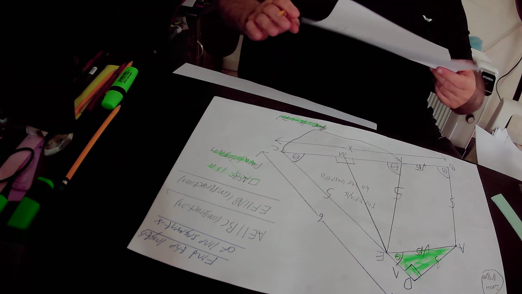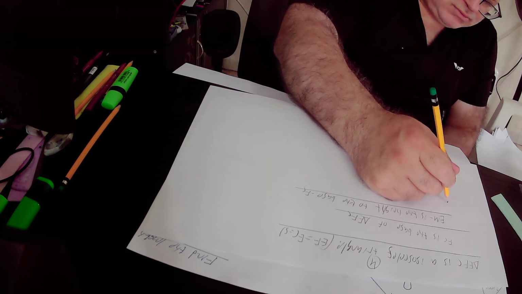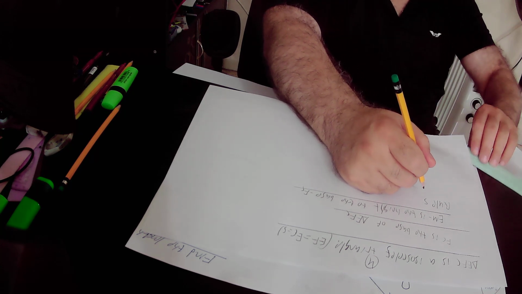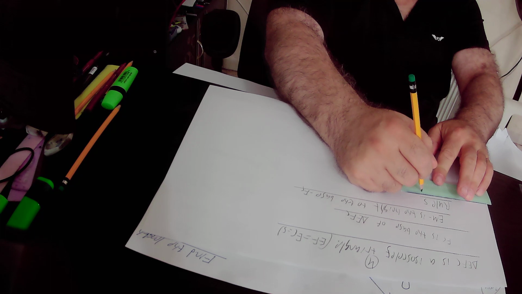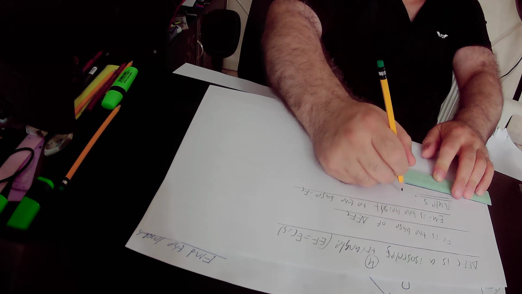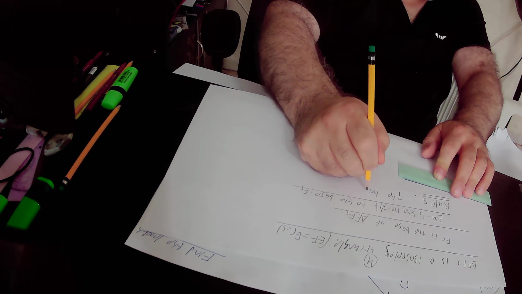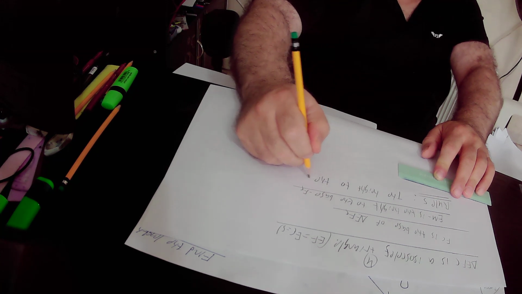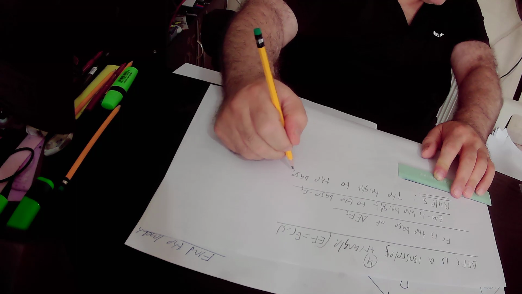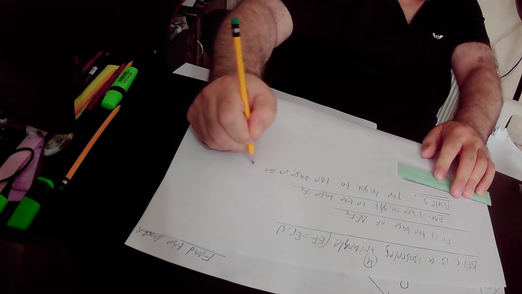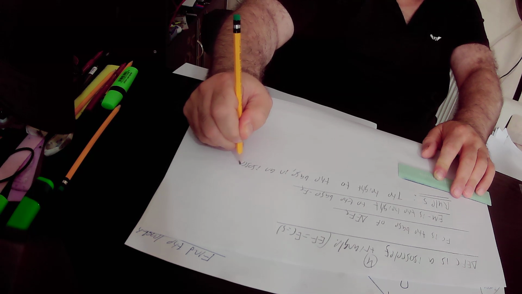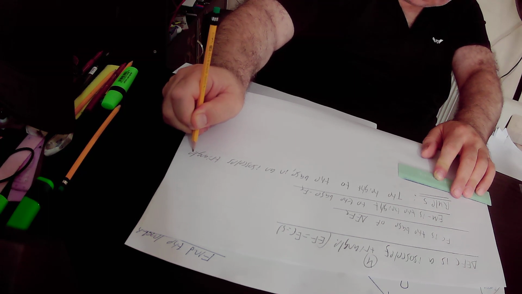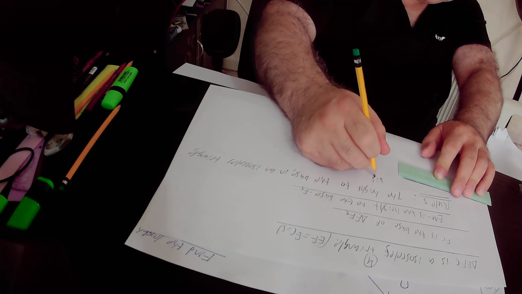Then we also have rule number 5. According to rule number 5, the height to the base in an isosceles triangle bisects the base.